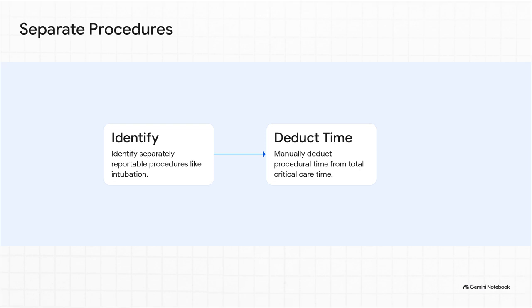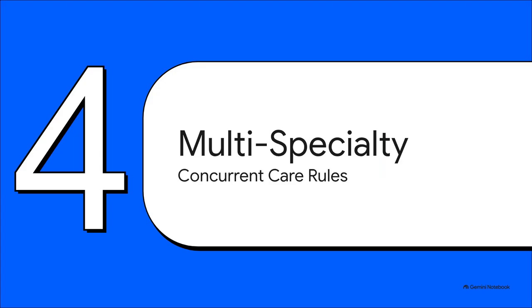So, if the doctor spent 60 minutes with the patient, but 15 of those minutes were spent placing a central line, your actual critical care time is now 45 minutes. Make sense? Moving to Section 4, Multi-Specialty Rules.